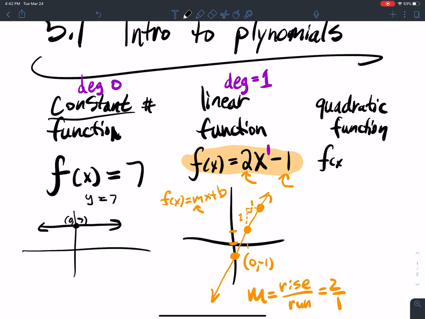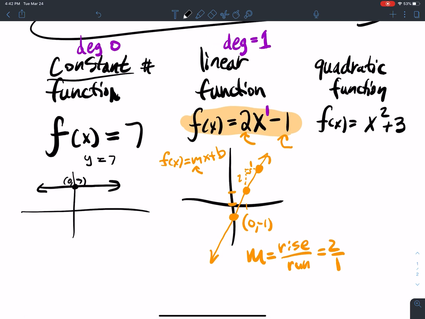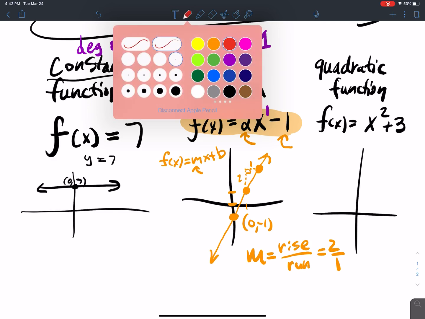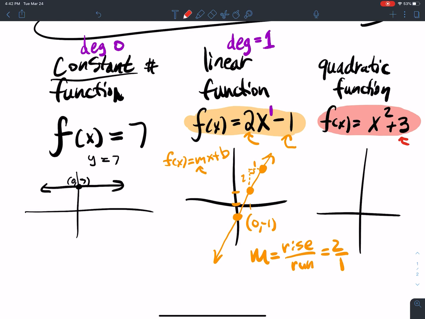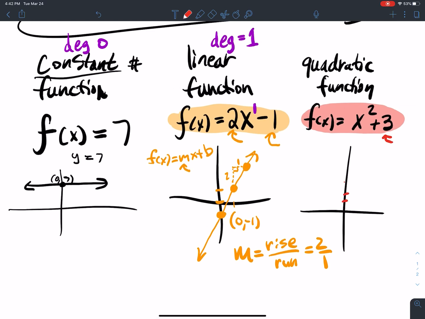So f of x equals, let's just say, x squared plus 3. That's fine. All right, we're just making something up. So what does x squared plus 3 look like? A quadratic. Right here. This is going to be move up 1, 2, 3. So 1, 2, 3, move up 3. So 0, 3.